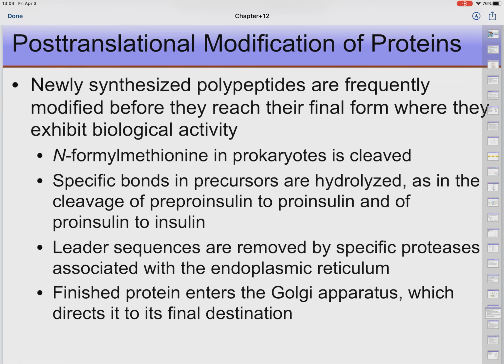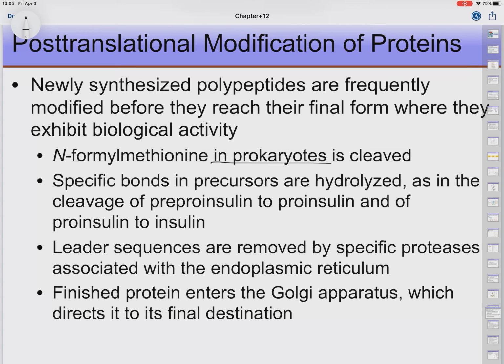Post-translational modifications happen. We know that hydroxyproline gets formed. There are a lot of hydroxylations that happen to amino acids, and methylations as well. Newly synthesized polypeptides are frequently modified before they get to their final location. The N-formyl methionine is always cleaved in prokaryotes. It's just the starting amino acid, but it's often not even included in the final protein, so it gets cleaved off.